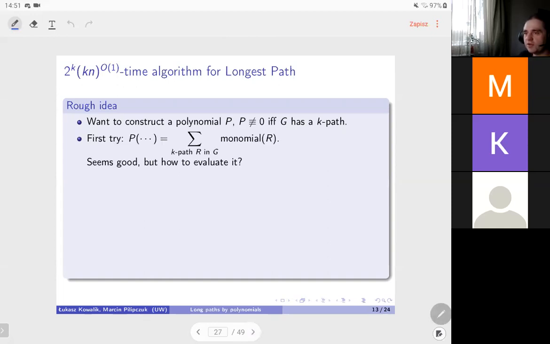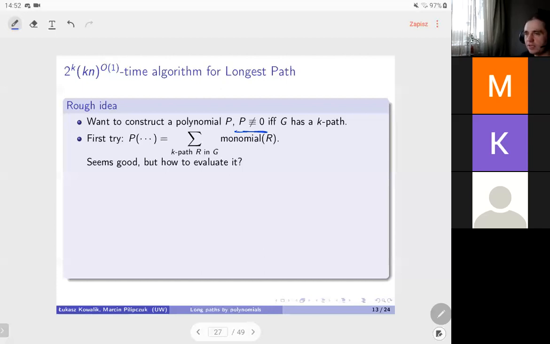So the first try is to have a polynomial that gives some unique monomial to any k-path, and that's an excellent one. It satisfies the first goal, because if there's no k-path, then the sum is empty and we have zero. If there is some k-path, then the sum has monomials, and as long as we guarantee that the monomials are distinct for distinct paths, no cancellation will happen modulo 2 because we have characteristic 2, and this will be a non-zero polynomial, and we are happy. But the problem is that to test whether this equals zero, we actually need to efficiently evaluate a polynomial.